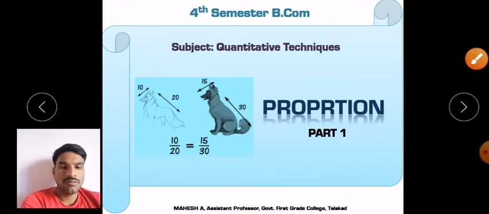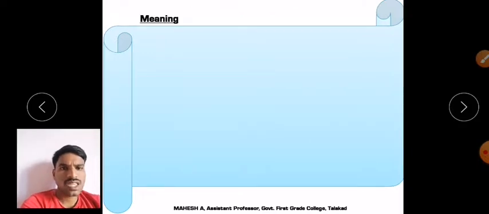In this session, I am dealing with a new concept called proportion for 4th semester BCom students of their subject quantitative techniques. In regular classes, we have finished and discussed the concept of ratios, and we have solved all the illustrations and various types of questions which were asked in the university examination. So in this session, I will be continuing the concept of proportion which we have left over in the regular classes. Before going to the concept of proportion, first we should know what proportion is.